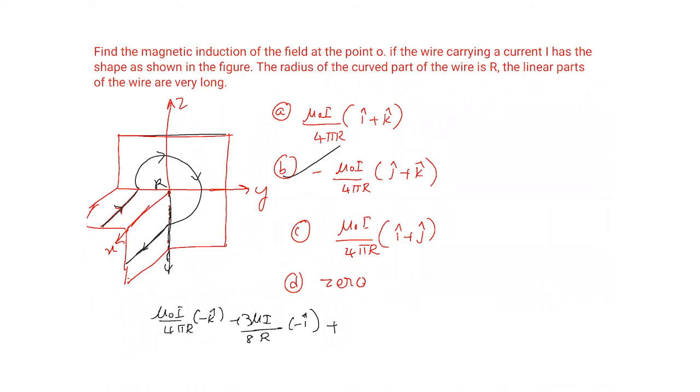It will produce magnetic field mu naught I by, I think there is a mistake here. Okay, so mu naught I by 8 R, because this is 3/4 of the circle, and it will produce magnetic field mu naught I by 4 pi R, minus j cap. So all the three terms will be there.